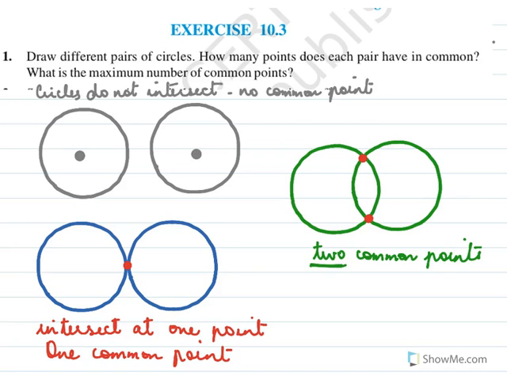So the maximum points would be two. Now could they have three common points? If circles have three common points, they will be one and the same circle. So circles cannot have three common points. If they have three common points, anything more than two, it is one and the same circle. Two circles with three common points coincide over one another.